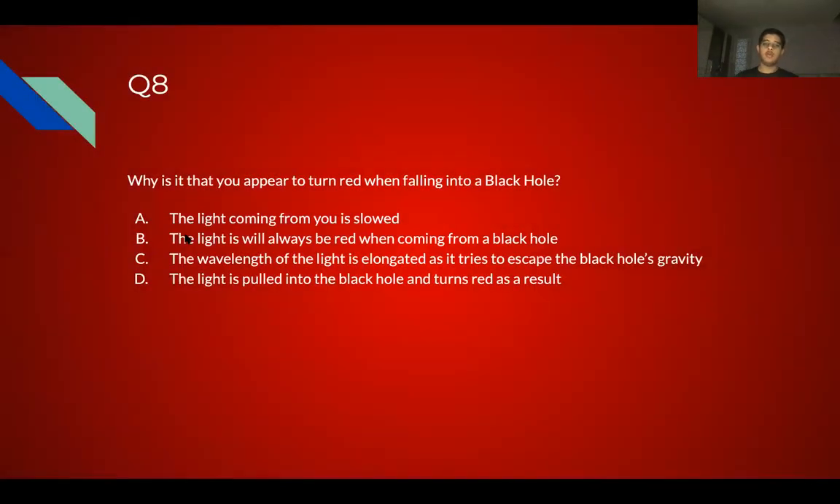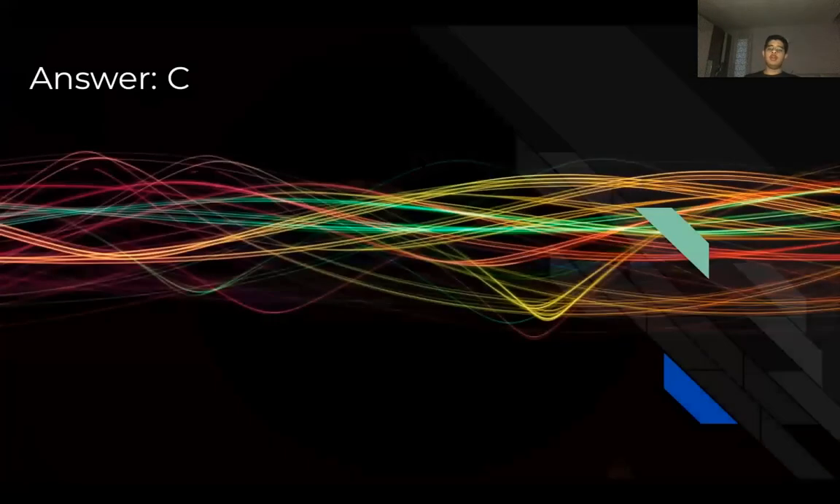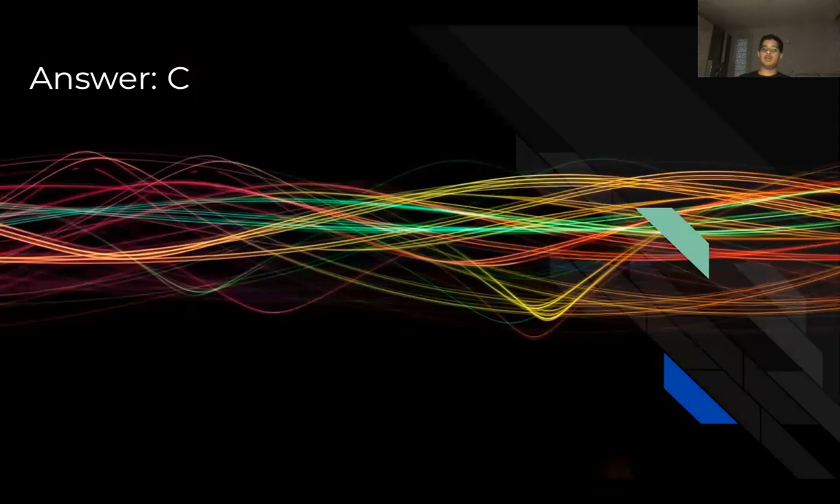Question 8. Why is it that you appear to turn red when falling into a black hole? It's C. The wavelength is elongated as it tries to escape the black hole. It's redshifted. Remember, the light itself won't be red. All that will happen is that it's elongated. It will turn red.